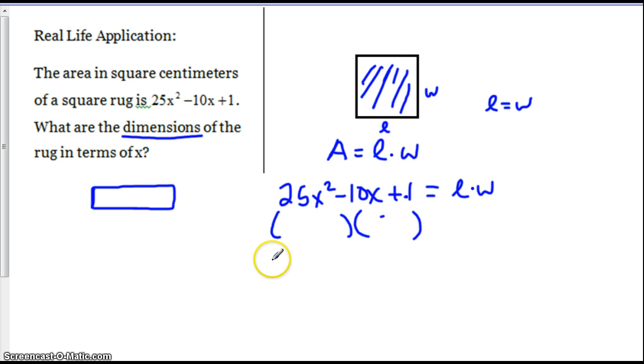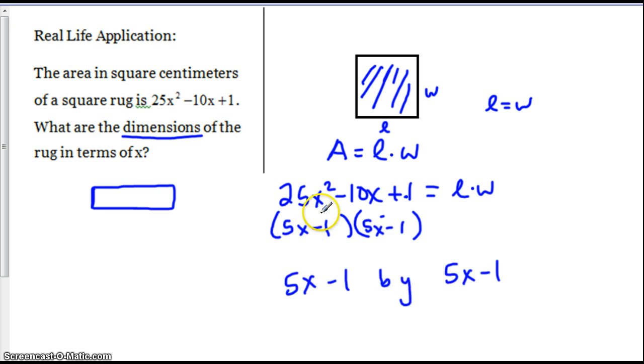What are the dimensions? So I'm going to go ahead and try to factor that problem and come up with the dimensions. Go ahead and pause the video and try that. So when you factor 25x squared minus 10x plus 1, you should get 5x minus 1 times 5x minus 1. And to answer the word problem, you'll say that it's 5x minus 1 by 5x minus 1, giving them the length times the width. You could also write it out that each side is equal to 5x minus 1.